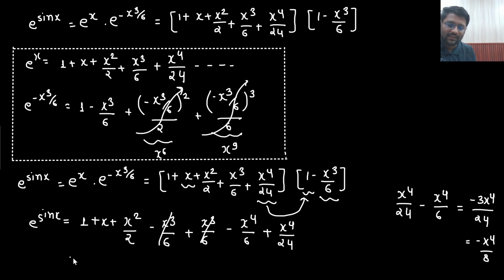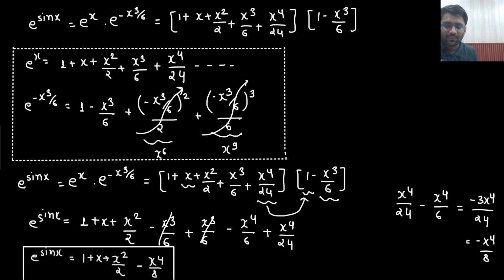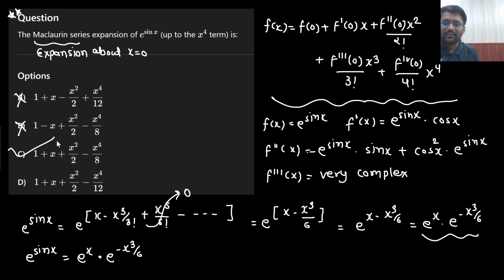So this and this is getting cancelled out. What is the answer we are getting? 1 plus x to the power 2 minus x to the power 4 divided by 8. This is the expansion of e to the power sin x. This is the minimum possible solution. There cannot be any other minimum solution than this. 1 plus x square by 2 minus x to the power 4 divided by 8. This is the answer, and this is also wrong.